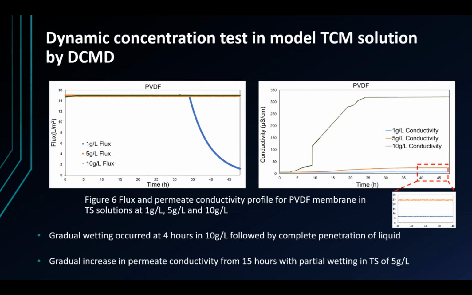Although we couldn't see a rapid increase in the conductivity change in the 1 gram per liter test, flux decline was significant in the TS solution. And we conducted an SEM analysis on the membrane surface after the test. We confirmed that the pore on the permeate side was completely blocked by a layer of deposition.